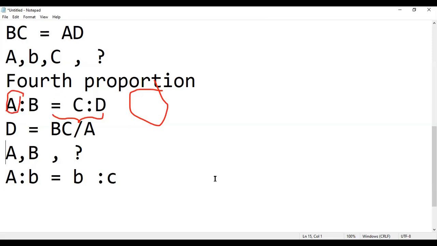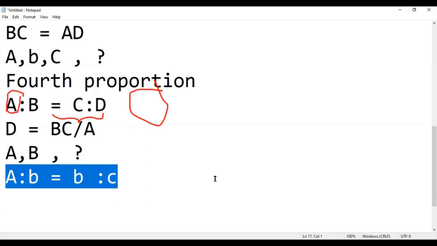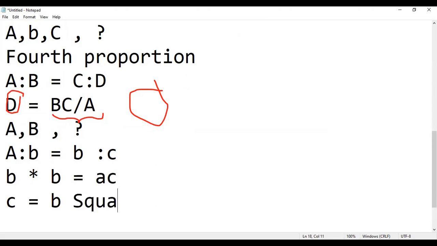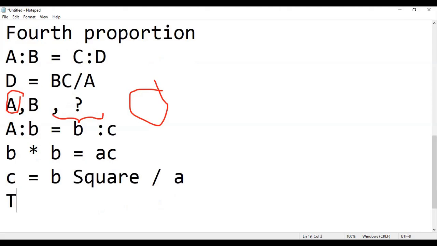Whether they are in continuous proportion or not, if two ratios are equal, the product of the mean terms is equal to the product of the extreme terms. Here, the mean terms are B and B, and the extreme terms are A and C. B square is equal to AC. C is equal to B square by A. That is called third proportion.